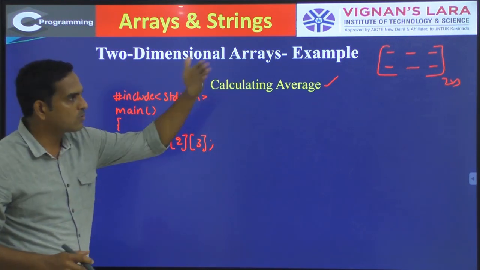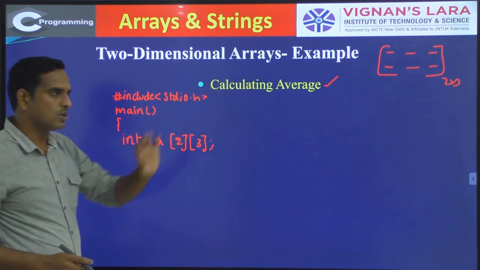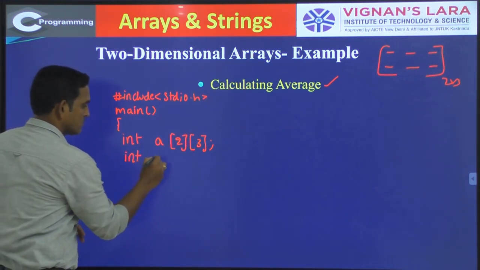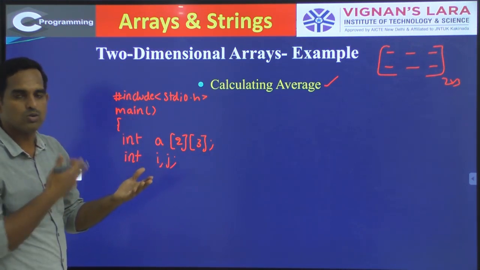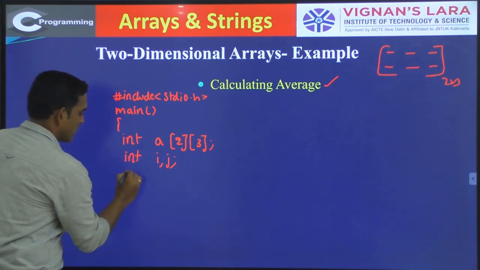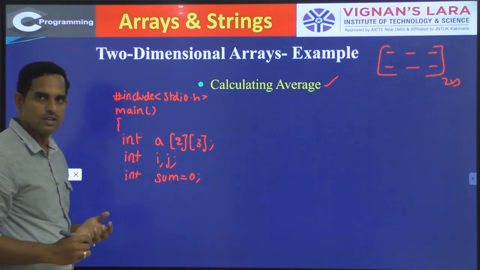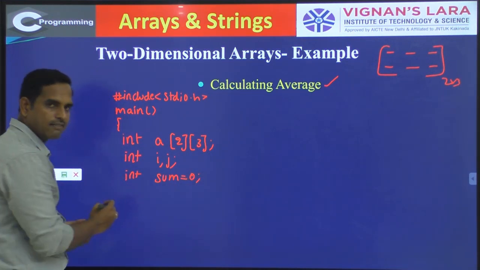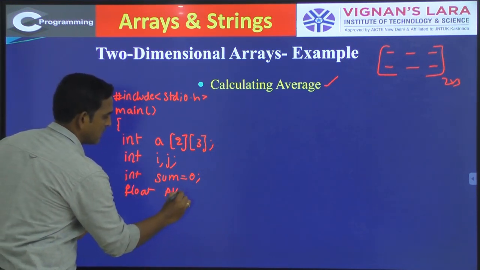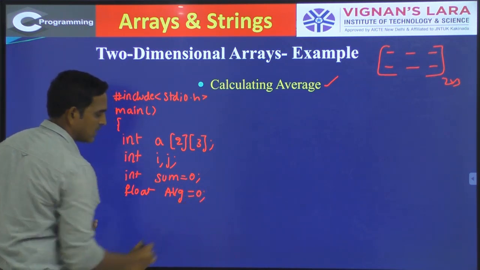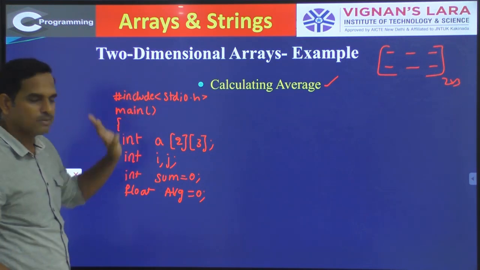Now I have to give values into that array. To give those values, I need 2 counting variables, i and j. Once after giving values, I have to sum those values. So I will take a sum variable and initialize it to 0. Once after calculating the sum, I have to find the average. So I will have an average and initialize it to 0. These are the declarations for your program.